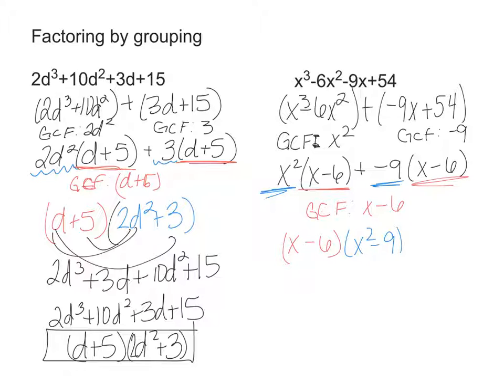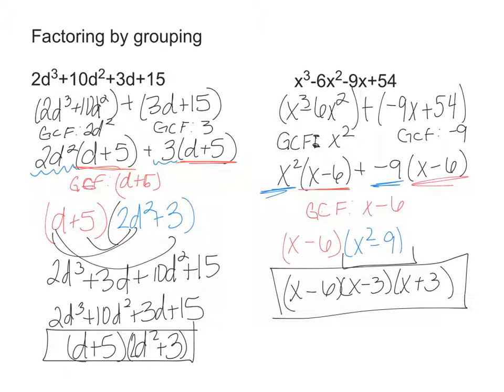At this point, if you multiplied it back out, you would get what you started with, but it's not completely factored because this is a difference of squares, so that's x minus 3, x plus 3 times the x minus 6. It's not completely factored if you have a binomial that can be factored more. So there's the final answer, x minus 6 times x minus 3 times x plus 3.